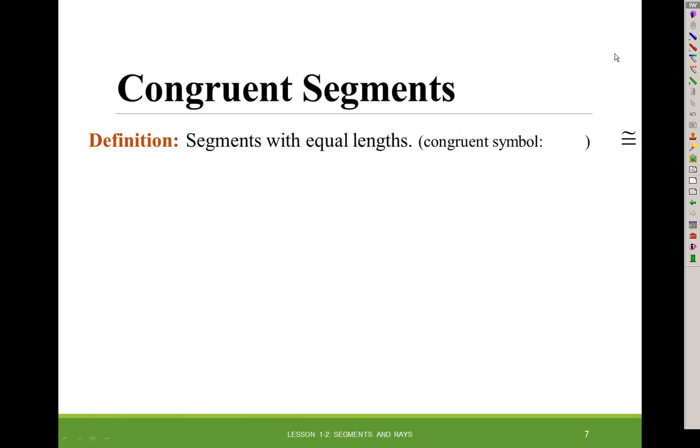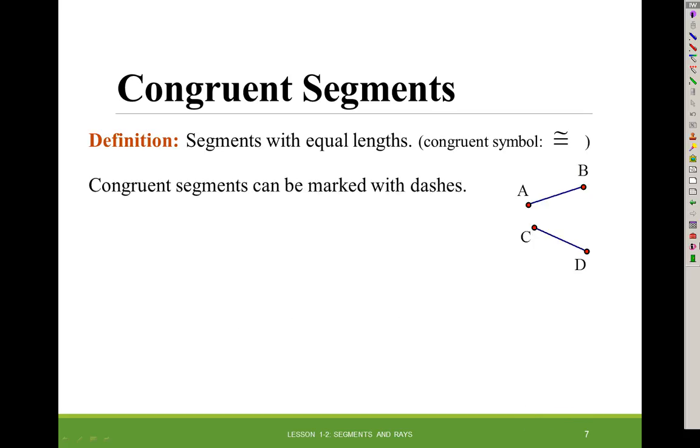Congruent segments. Congruent segments are segments with equal lengths. And the congruent symbol is this. It's like an equal sign with a little squiggly symbol over top of it. That means congruent. When you have congruent segments, you mark them with dashes, just like that. If segment AB is congruent to segment CD, we'll put a dash on each one.